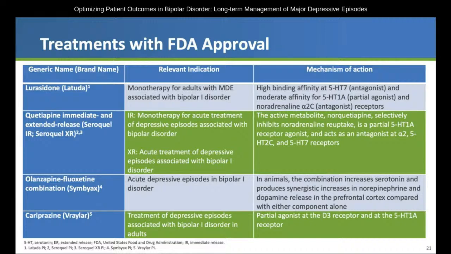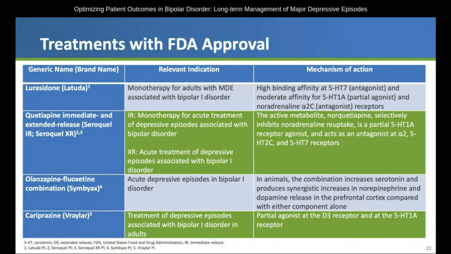We're not quite sure how any of these work, but we have some idea that maybe with lurasidone, what we're encountering is this 5-HT7 antagonism that may be important, and partial agonism at 5-HT1A and so on, and that may play a role. For quetiapine, there's an active metabolite, norquetiapine, and it inhibits noradrenaline reuptake. It's also a partial 5-HT1A receptor agonist.